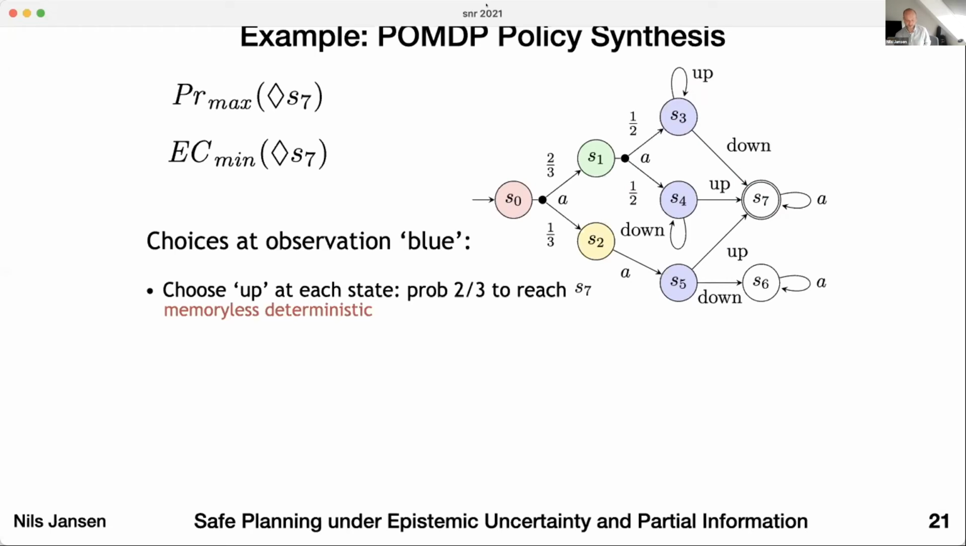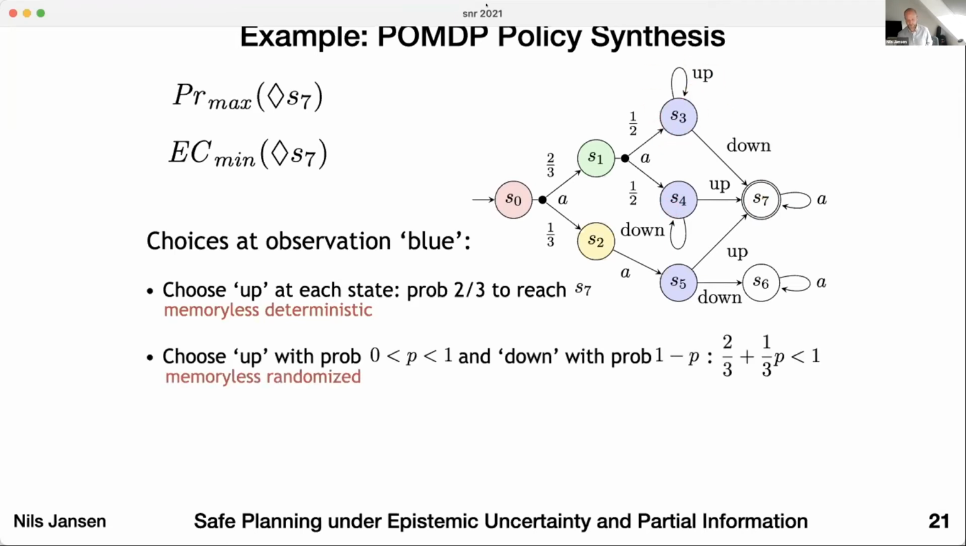And this is called a memoryless deterministic policy, deterministic in the sense that we will always make the same decision and we don't take any memory into account of what happened before. So what we can achieve then is the probability 2/3 to reach the state S7. Right, because we're excluding this choice overall.